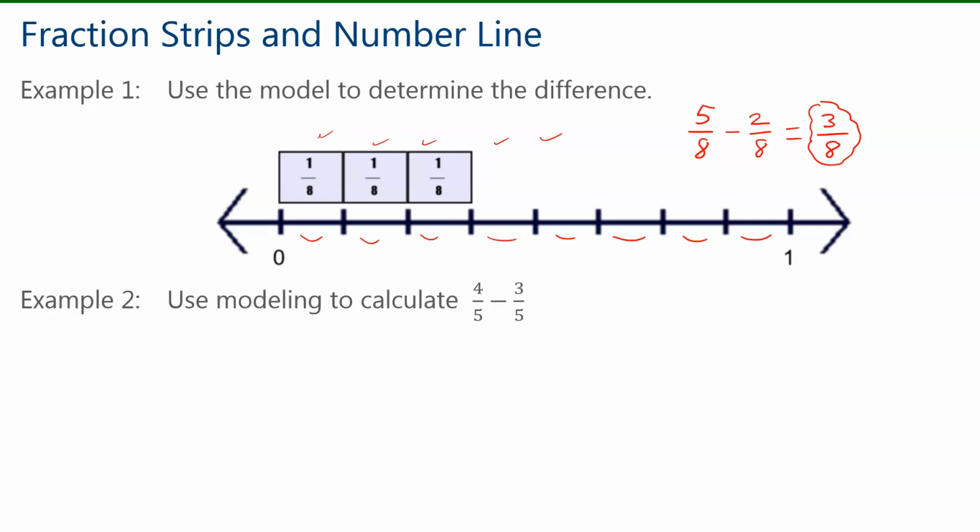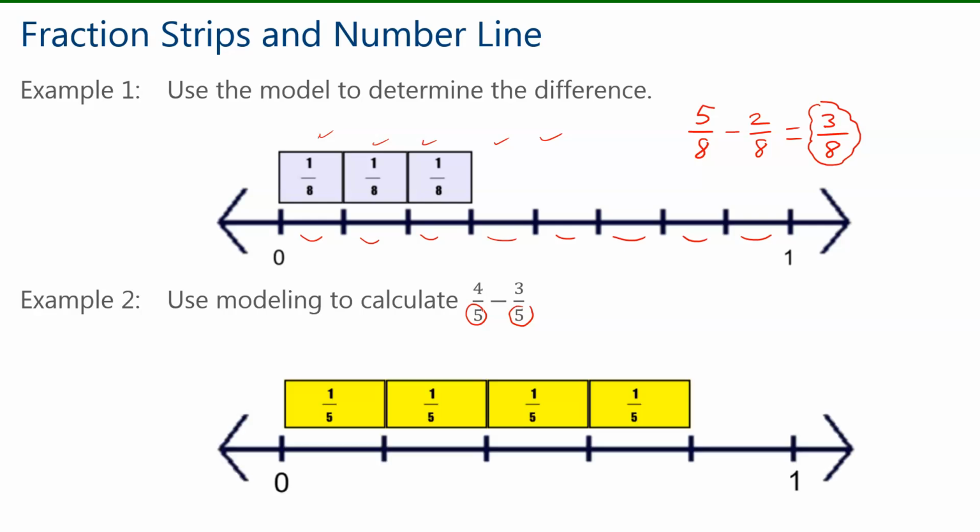In example 2, we're going to use modeling to calculate 4/5 minus 3/5. My denominator is 5. The common denominator here is 5. So I'm going to split up my number line into 5 equal sections between 0 and 1. And I'm going to put down 4 1/5 strips to represent 4/5. We're told that we have to take away, we have to subtract 3/5. There we go. So we're going to remove those.